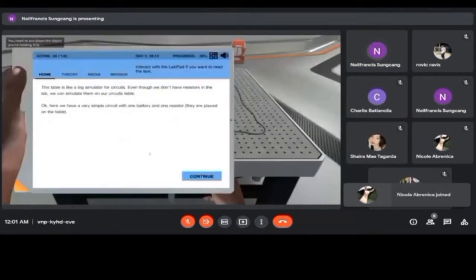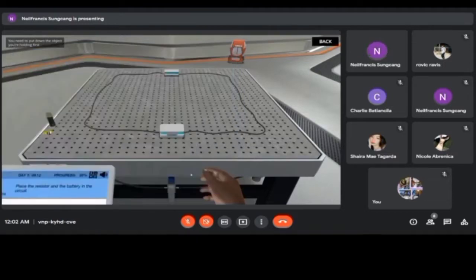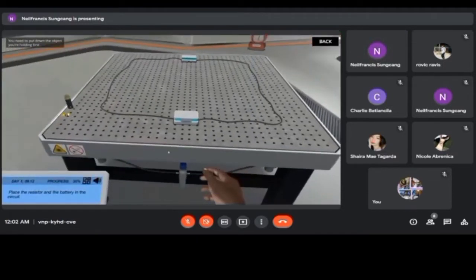This table is like a big simulator for circuits. Even though we don't have resistors in the lab, we can simulate them on our circuits table. Okay, here we have a very simple circuit with one battery and one resistor. Place the resistor and the battery in the circuit.